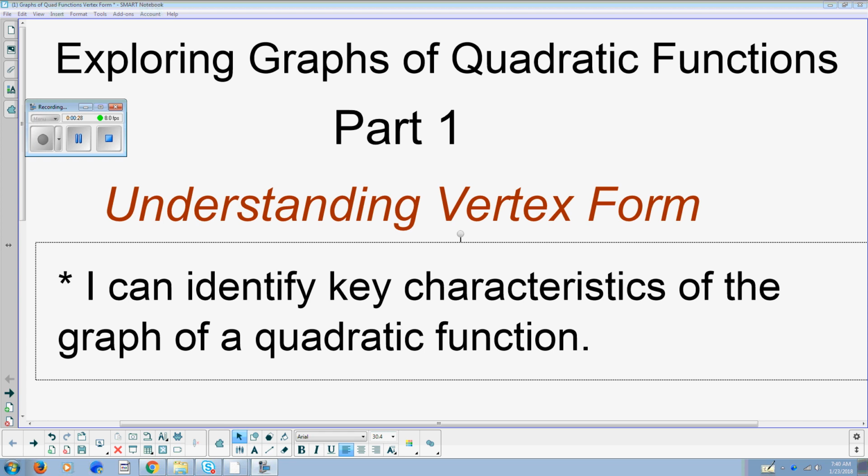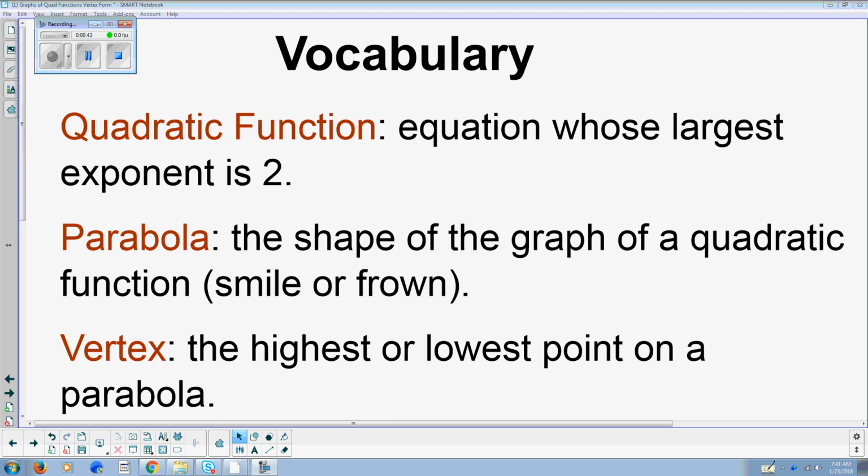Our learning target is I can identify key characteristics of the graph of a quadratic function. And again, we'll be focusing on examples that are given to us in vertex form. So before we get into some examples, we need to talk about what these vocabulary words are so that we can identify what are the key characteristics of quadratic functions from vertex form.